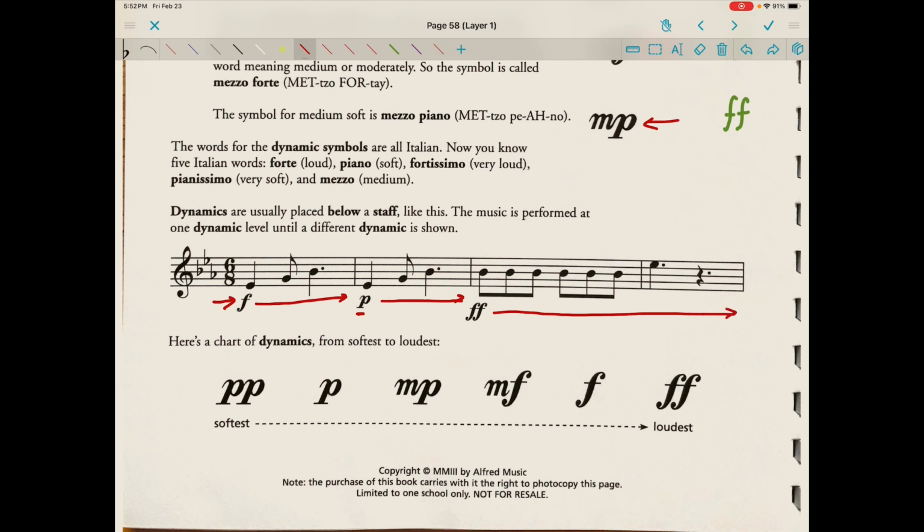Here's a chart of dynamics from softest to loudest. So we have, first of all, pianissimo, which is very soft. Then piano, which is soft. Mezzo piano, which is medium soft. Mezzo forte, which is medium loud. Forte, which is loud, and then fortissimo, which is very loud.